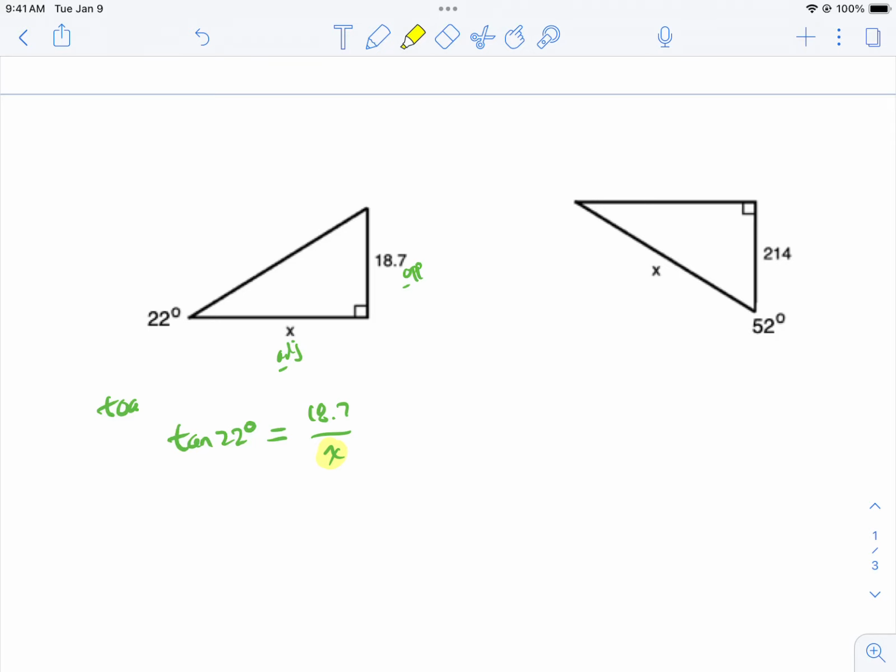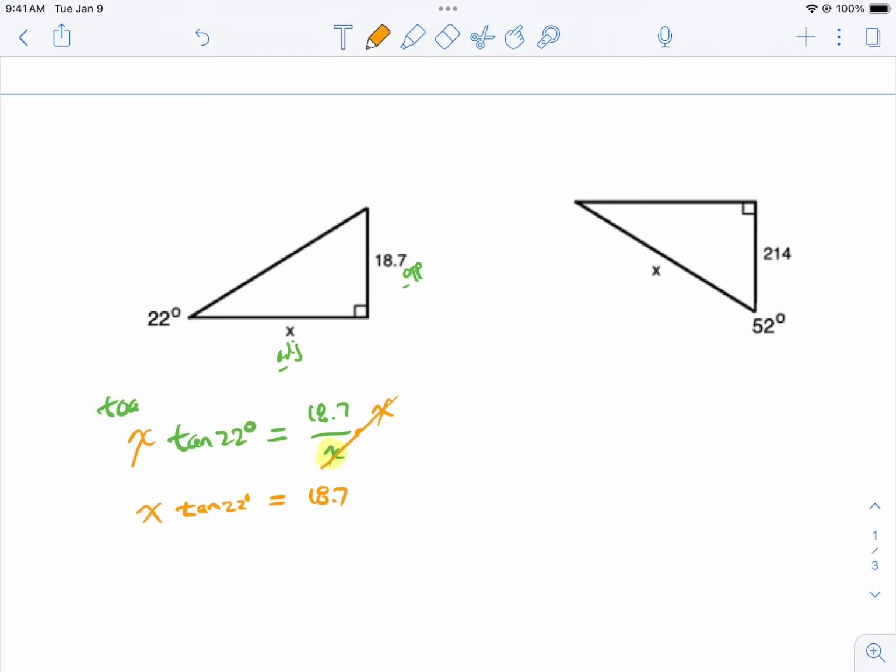What you've got to do instead, if you're going to cancel anything, you're going to have to cancel the x. I mean, you don't want it on the bottom, that's for sure. So we're going to have to multiply both sides by x, right? Cancel the x's. So this is going to be kind of a two-step problem because now I've got x times the tangent of 22 on the left side and just 18.7 on the right side.